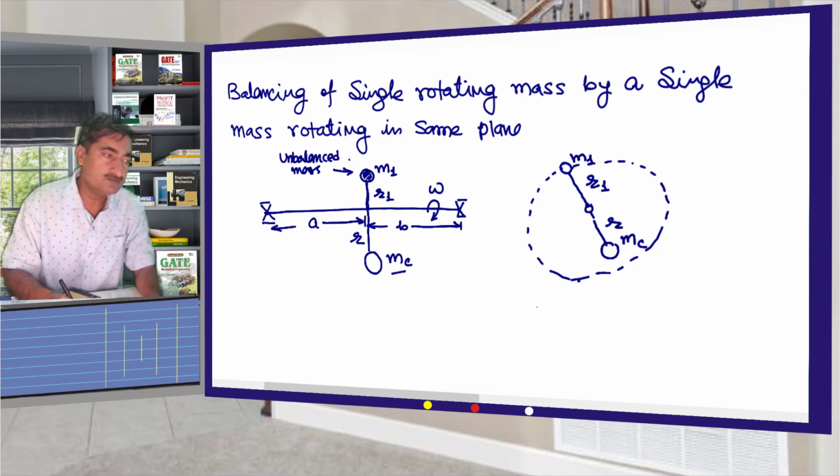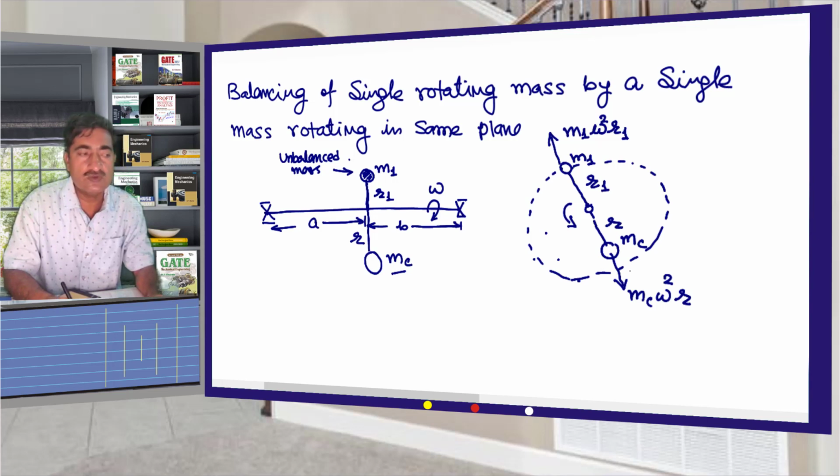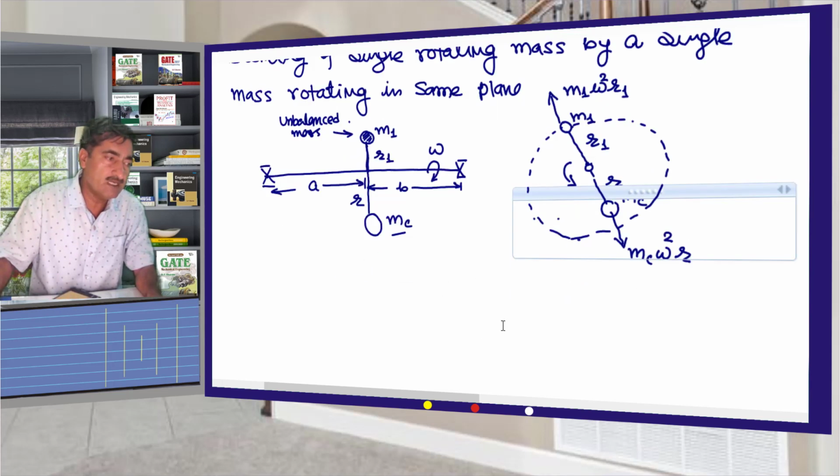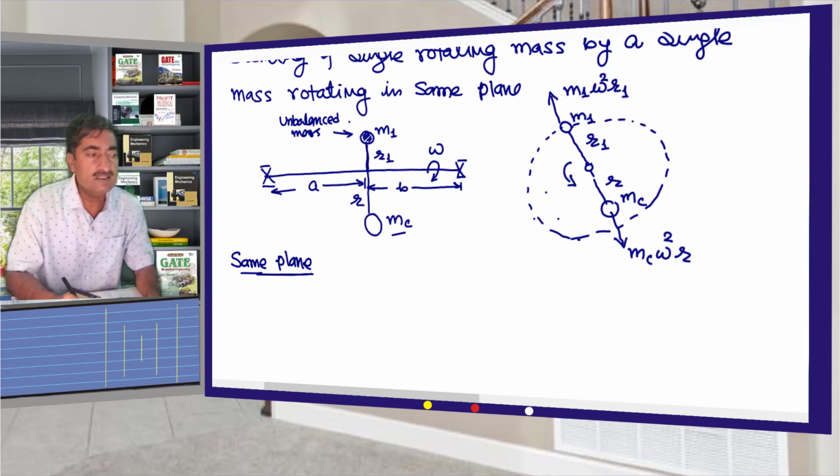At same plane, the centrifugal force, which is M1 omega square R1, and here MC omega square R. This is the centrifugal force on counterbalance or balancing mass. Now this is same plane.